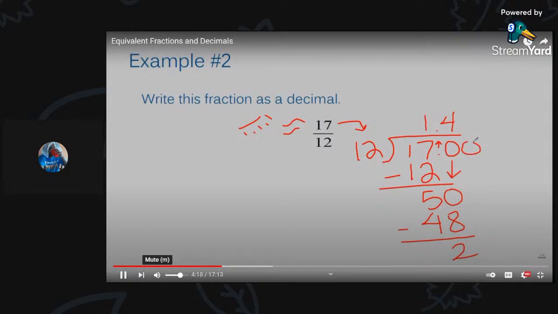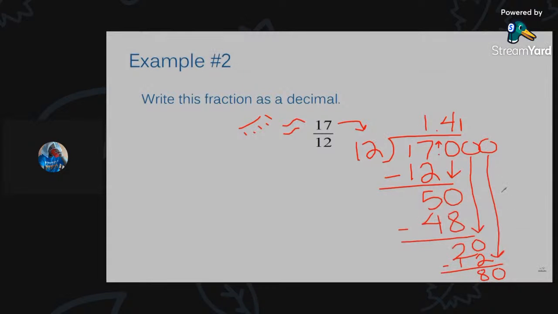I can add another 0. Bring it down. How many times does 12 go into 20? 1 time. It's 12. Let's subtract. Get an 8. Add another 0. Then you have to ask yourself, how many times does 12 go into 80? And the answer to that is 6.